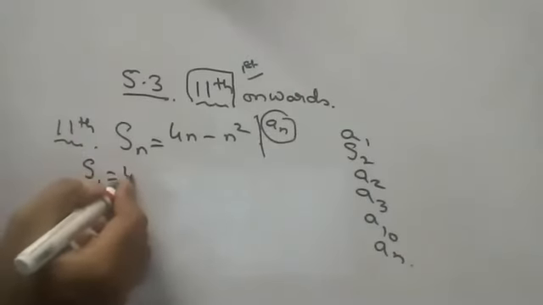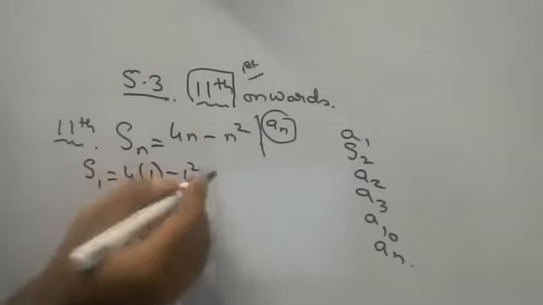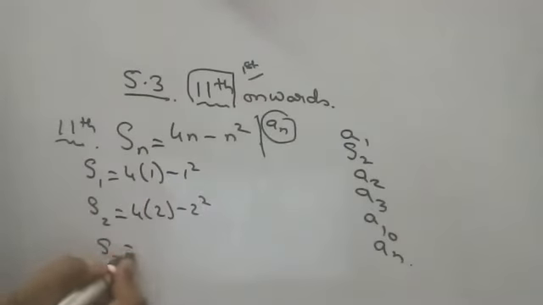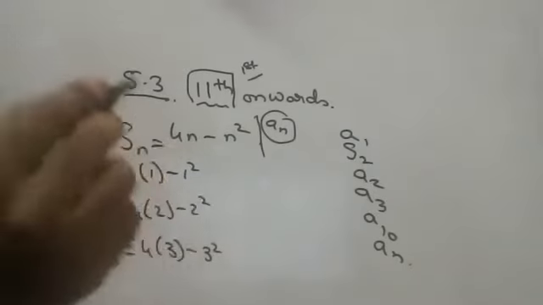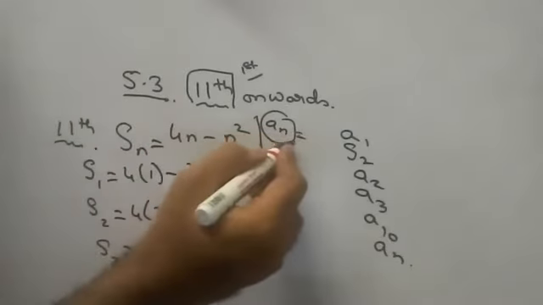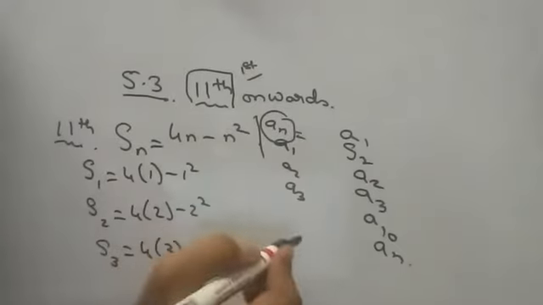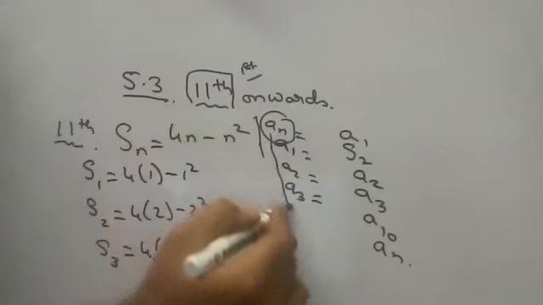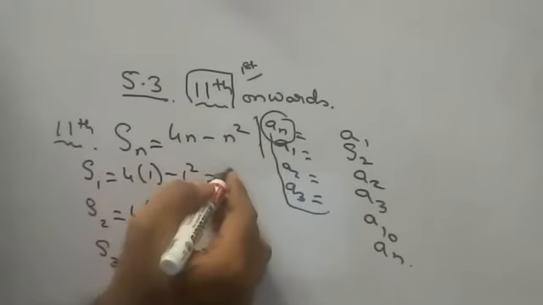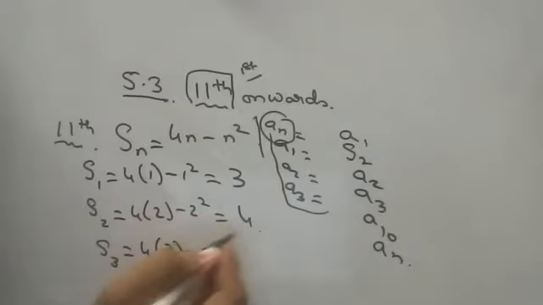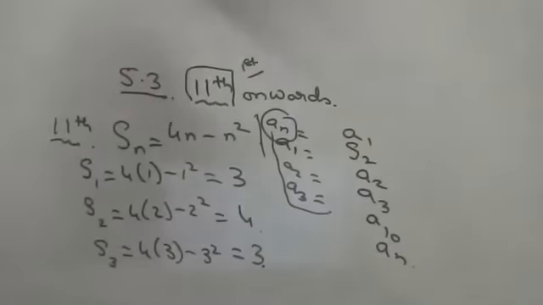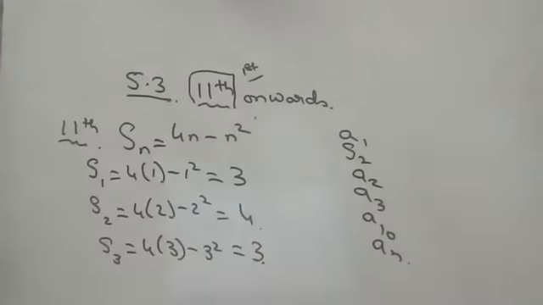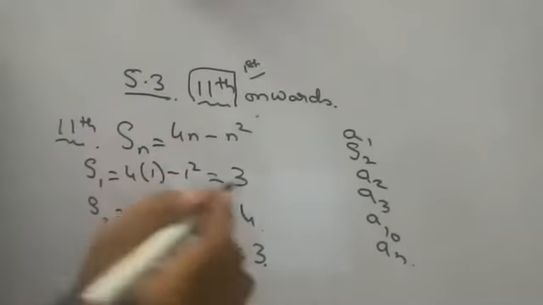S1 is equal to 4 into 1 minus 1 square. S2 is equal to 4 into 2 minus 2 square. S3 is equal to 4 into 3 minus 3 square, and so on. Please listen carefully, children. If you put A1, A2, A3, you will directly get the progression, but here you won't get it directly. Because this is An, this is Sn. 4 minus 1, 3. 8 minus 4, 4. 12 minus 9, 3. Okay, children? So, S1 is 3.